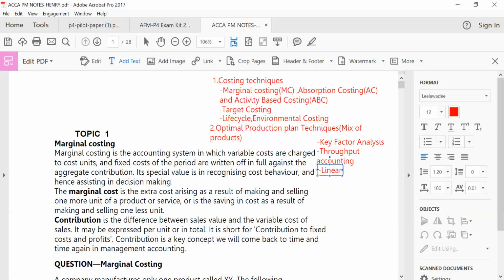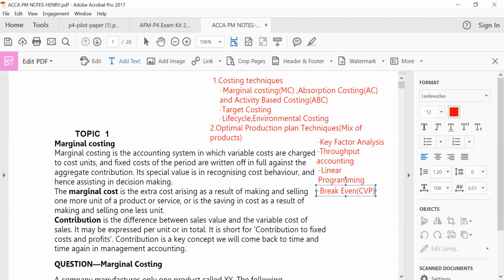I think I saw issues like this. Linear programming. We also have what they call linear programming or the theory of constraints. We can also talk about break-even, or cost volume profit analysis, right?